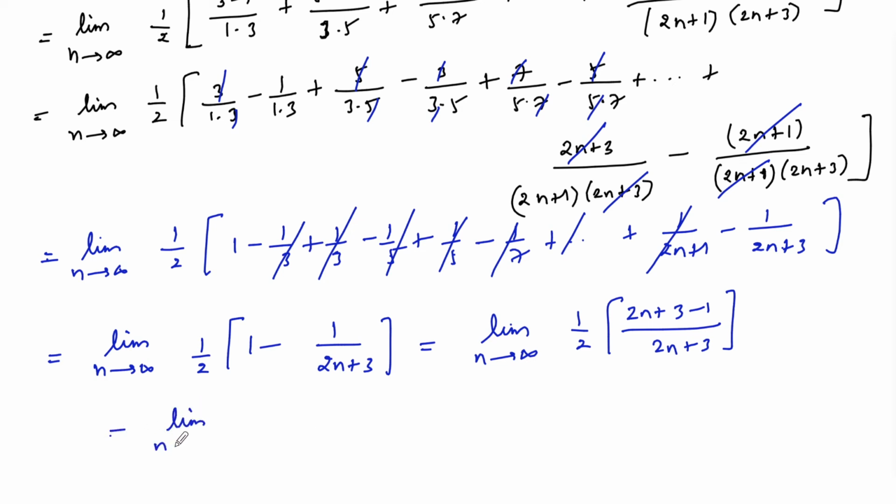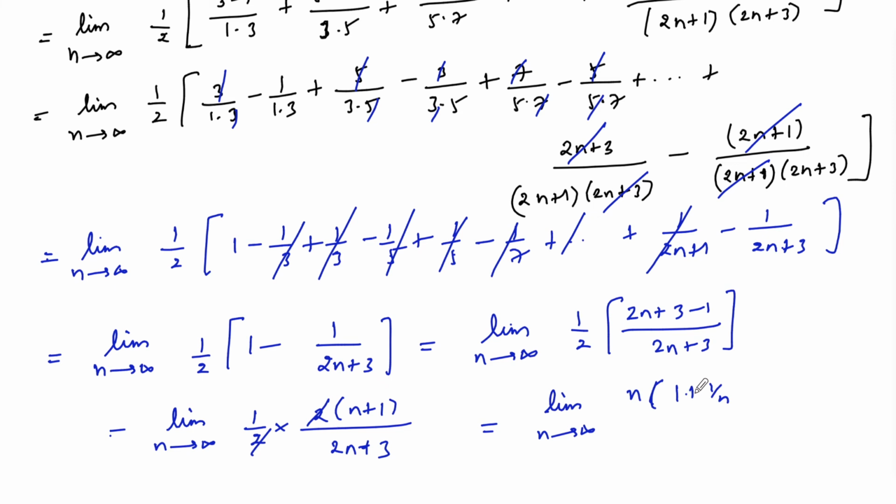So we'll have limit n tends to infinity 1 upon 2 times of, here we can write 2n plus 2, or we can take 2 common, (n plus 1) upon (2n plus 3). So we can cancel here 2 and 2, and so the limit n tends to infinity. If I take n common in the numerator, we'll have 1 plus 1 upon n divided by, here also n if I take common, 2 plus 3 upon n.